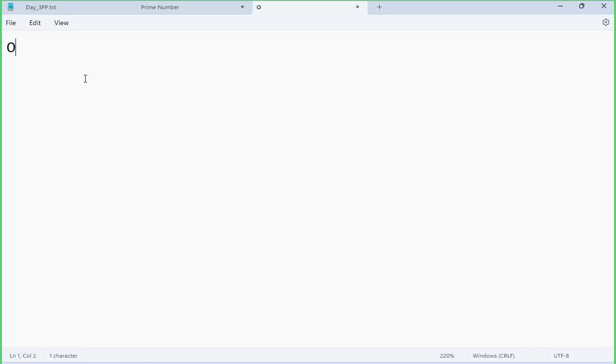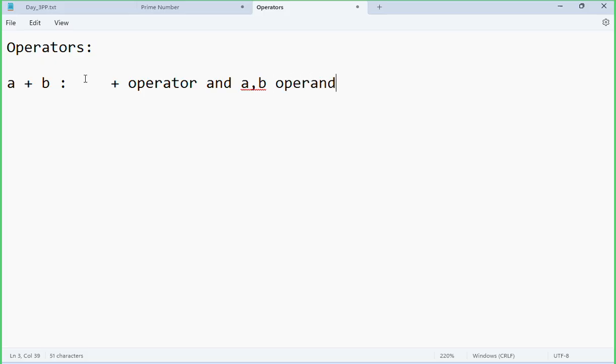Okay, today's topic is operators. We need to understand some terminology here. Let us look at an expression, a plus b. In this one, plus is called an operator, and a, b are called operands.